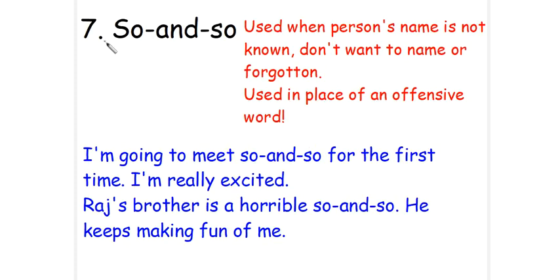So and so. Okay, this is used when a person's name is not known, or you don't want to name that person, or you have forgotten the name. It's also used in place of an offensive word when you don't want to use an offensive word. For instance, I'm going to meet so and so for the first time. I'm really excited. You just don't want to say the name.